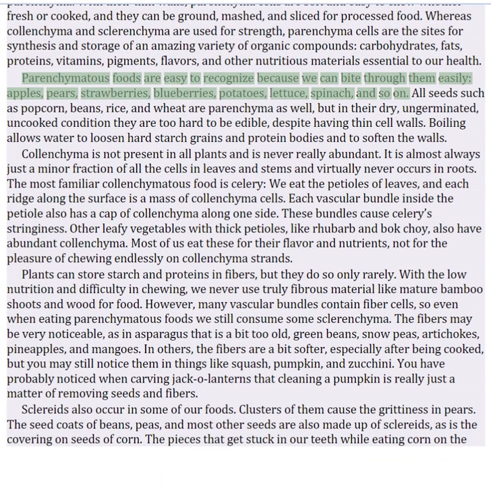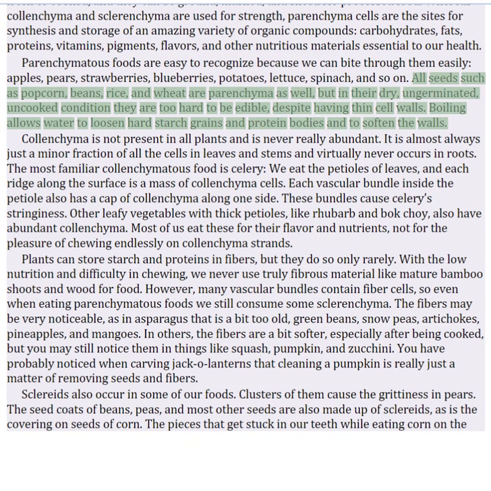Parenchyma foods are easy to recognize because we can bite through them easily: apples, pears, strawberries, blueberries, potatoes, lettuce, spinach, and so on. All seeds such as popcorn, beans, rice, and wheat are parenchyma as well, but in their dry, ungerminated, uncooked condition they are too hard to be edible, despite having thin cell walls. Boiling allows water to loosen hard starch grains and protein bodies and to soften the walls.